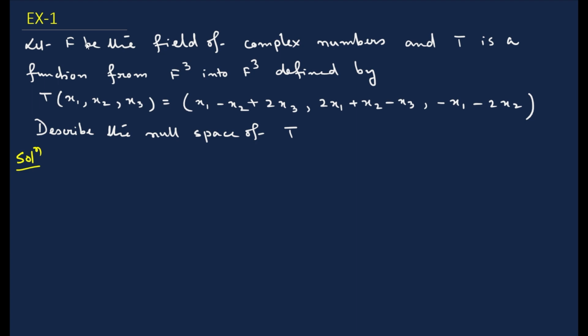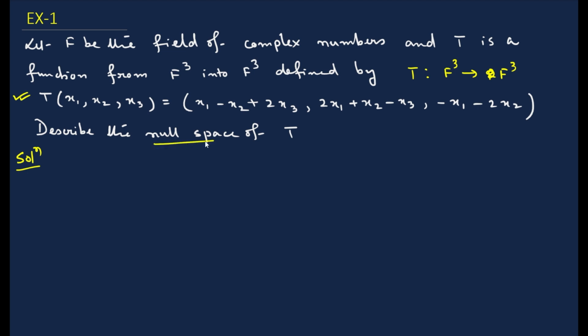Now complex number means what? A plus i b. And what is T? T is a function from which set to which set? So here T is a function from F to the power 3 to F to the power 3. So 3 dimension to 3 dimension. And this is the important thing. What is defined here? x1, x2, x3. So (x1, x2, x3) is from the domain. Its image will be what? (x1 minus x2 plus 2x3). So this will be in the codomain.